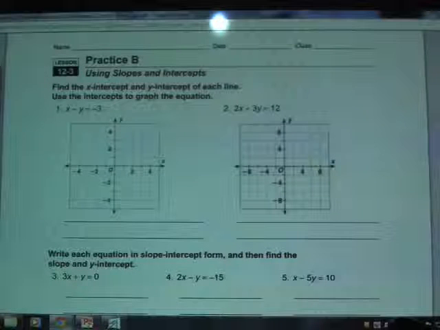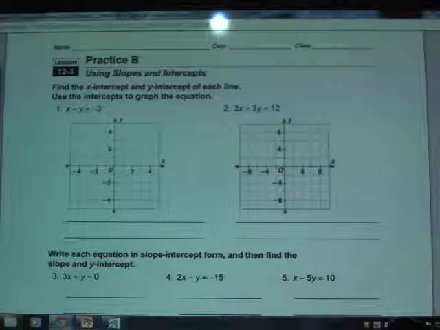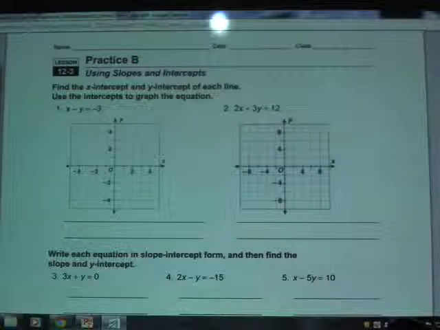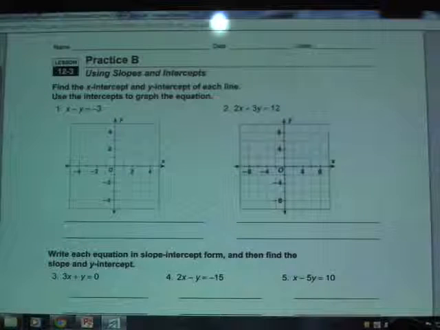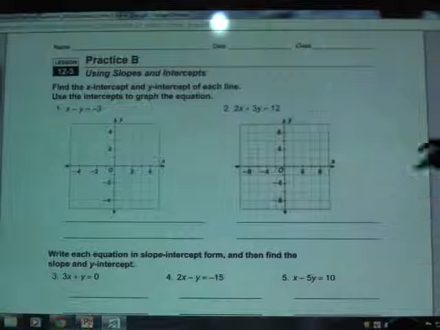It's asking me to find the x and the y-intercept of each line and then use the intercepts to graph the equation. So when we're using the intercepts method, we're going to have one dot on the x-axis and one dot on the y-axis. When we have a dot on the x-axis, that means that the y number is 0.